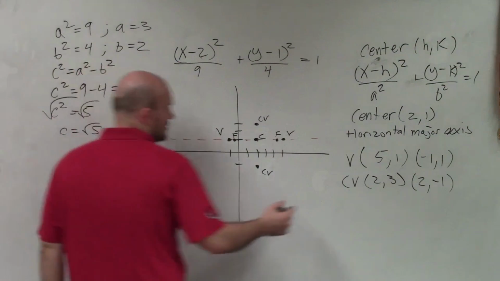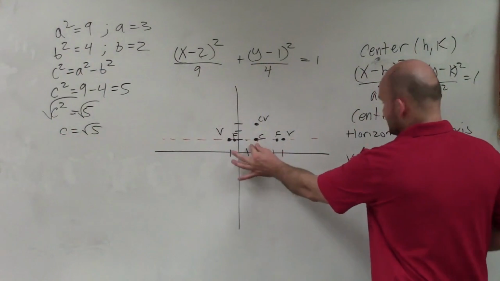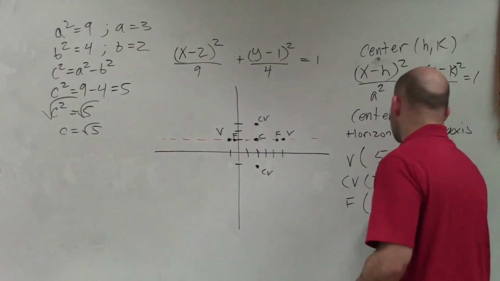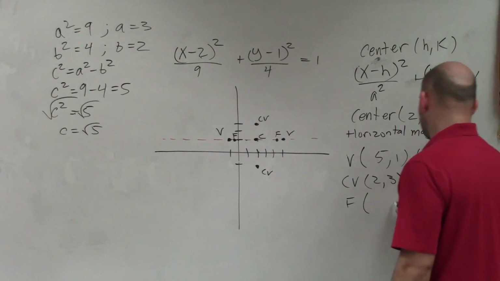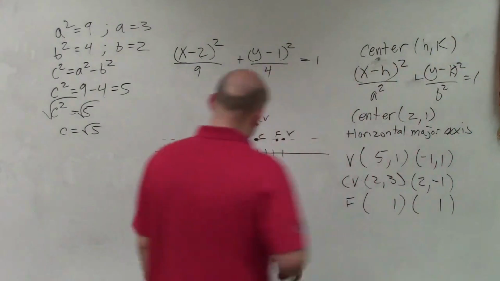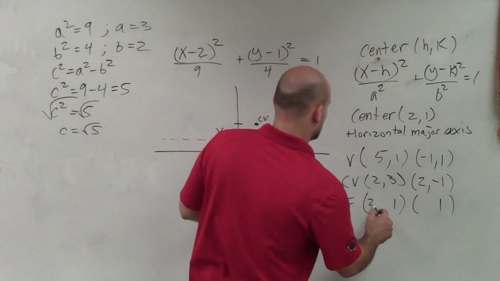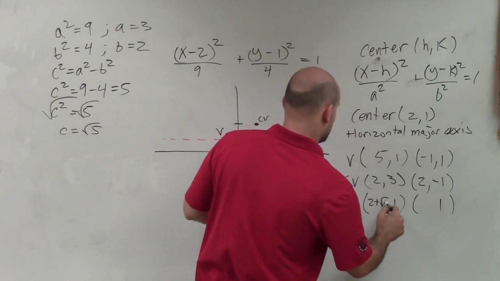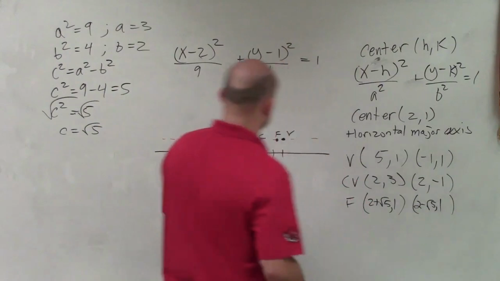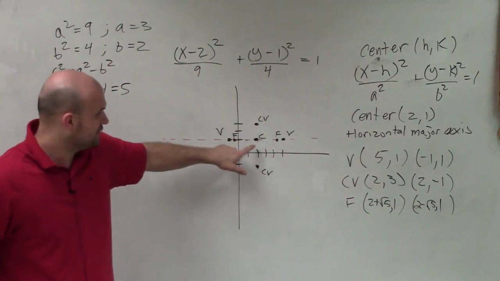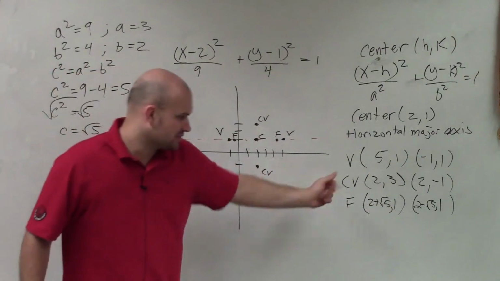And now, when writing my foci, again, I'm going from the center. So I know that the y coordinate is always going to be the same. I don't need to worry about that. I know it's going to be 1. But now I just went 2 plus the square root of 5 and 2 minus the square root of 5. Right? That's all I put in. I took 2 and I added square root of 5, and then I subtracted square root of 5. So those are going to be my two foci.